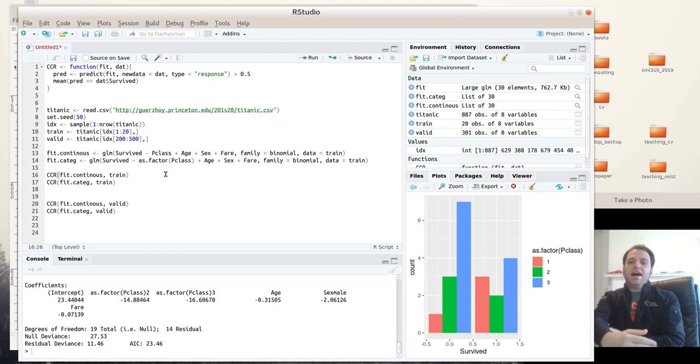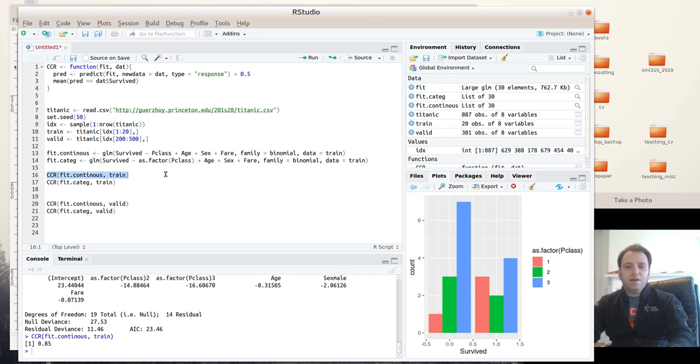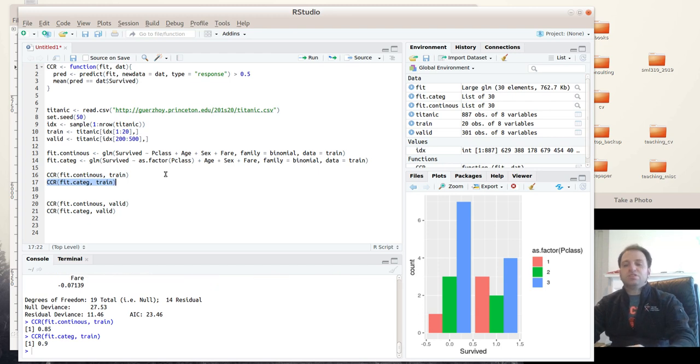Okay. So what am I claiming? I'm claiming that if you look at the performance of the model, so the correct classification rate in our case, you should expect that the performance would be the same or better on the training set if you're using the categorical version. Okay, so we can check what happened here. Here it's 85% correct, here it's 90% correct, so it is what we predicted.